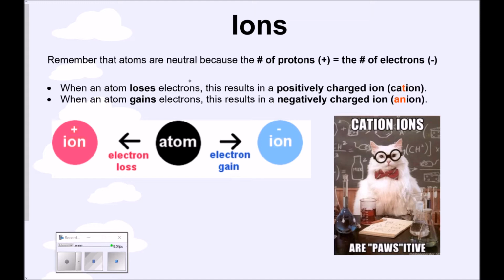When an atom loses electrons, this results in a positively charged ion called a cation. I think it's helpful to circle the t, because the t kind of looks like a plus sign, to remember that cations are positive. When an atom gains electrons, this results in a negatively charged ion called an anion.